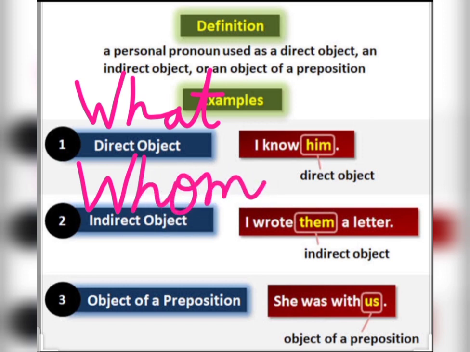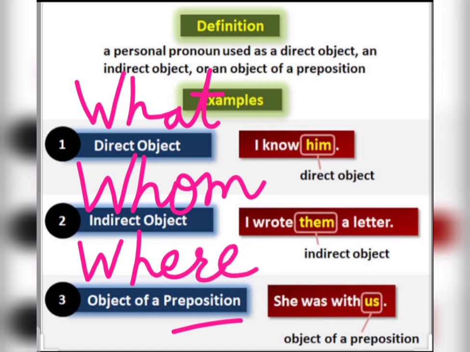And while finding out the object of preposition, you have to ask the question with where. It's very easy to find out. See here, for example, I know him. Here, know is a verb. So ask the question to the verb with what? What I know? Him. So it's a direct object. D-O. It means direct object.